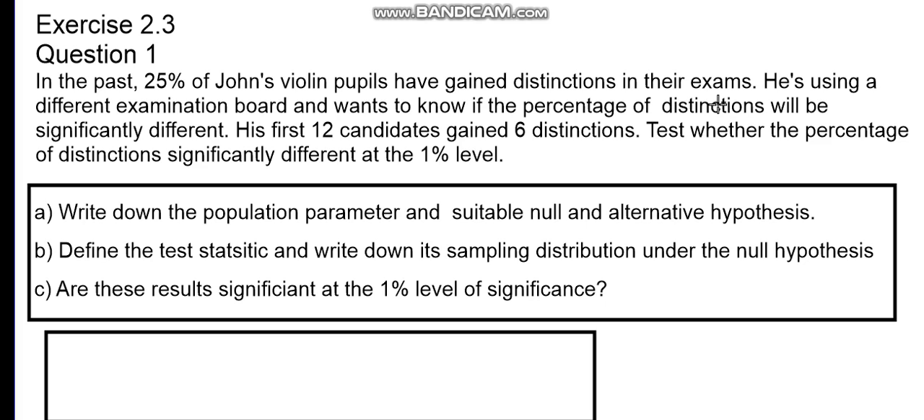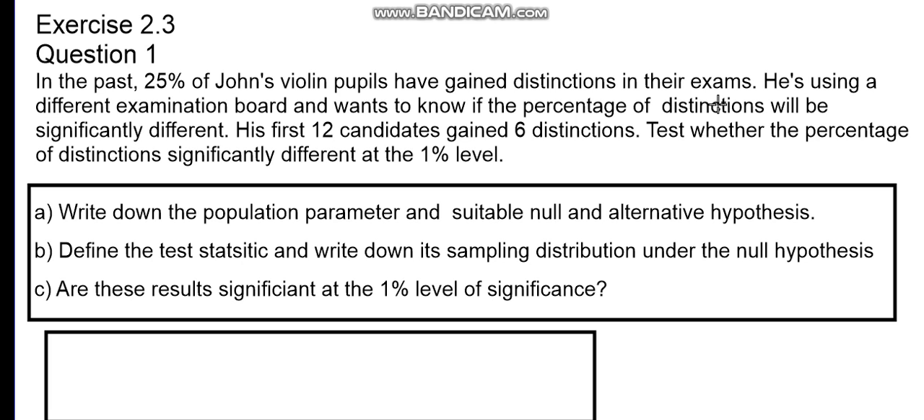So we'll just have a quick look at the next exercise because they're slightly different questions. So question 1, it says, in the past, 25% of John's violin pupils have gained distinctions in their exams. He's using a different examination board and wants to know if the percentage of distinctions will be significantly different. His first 12 candidates gained 6 distinctions. Test whether the percentage of distinctions is significantly different at the 1% level.